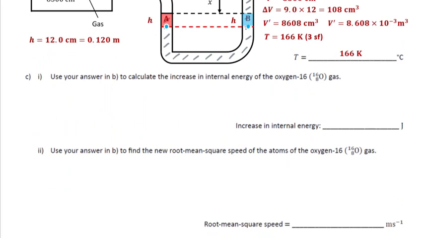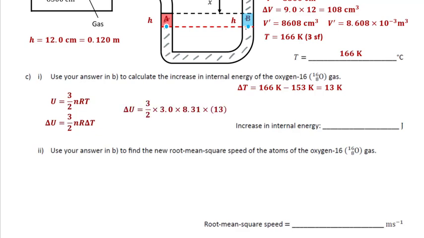So, we get C first part. Use your answer in B to calculate the increase in internal energy of the oxygen 16 gas. For an ideal gas, the internal energy is simply proportional to the temperature, where the temperature has to be the thermodynamic temperature. Delta U is equal to 3 by 2 nR delta T, where delta U is simply the increase in internal energy, and delta T is the increase in temperature. So, delta T is equal to 166 minus 153, which gives 13 Kelvin. So, we are able to substitute in the equation: 3 by 2 times 3.0, where 3.0 is simply the number of moles for small n, then 8.3 times 13, and we get 486 joules to 3 SF, and we write our answer.